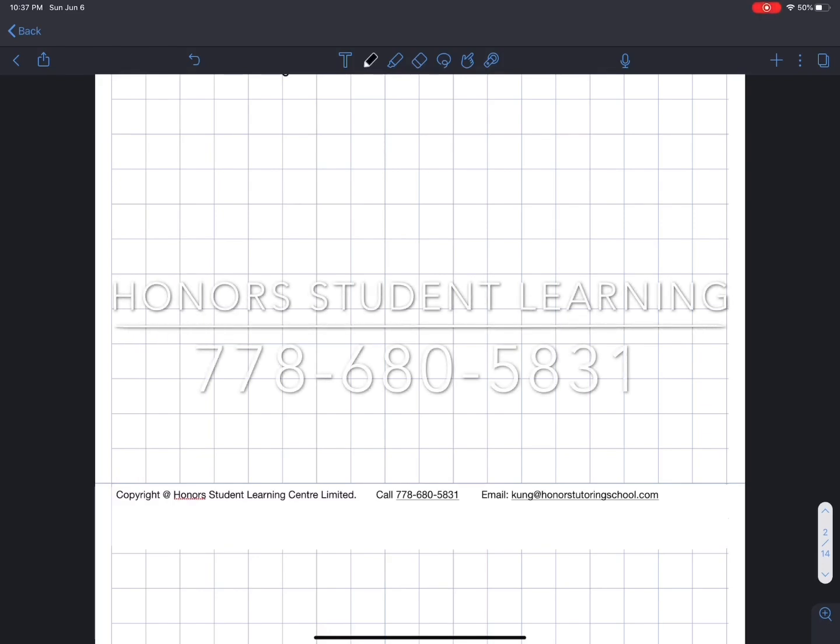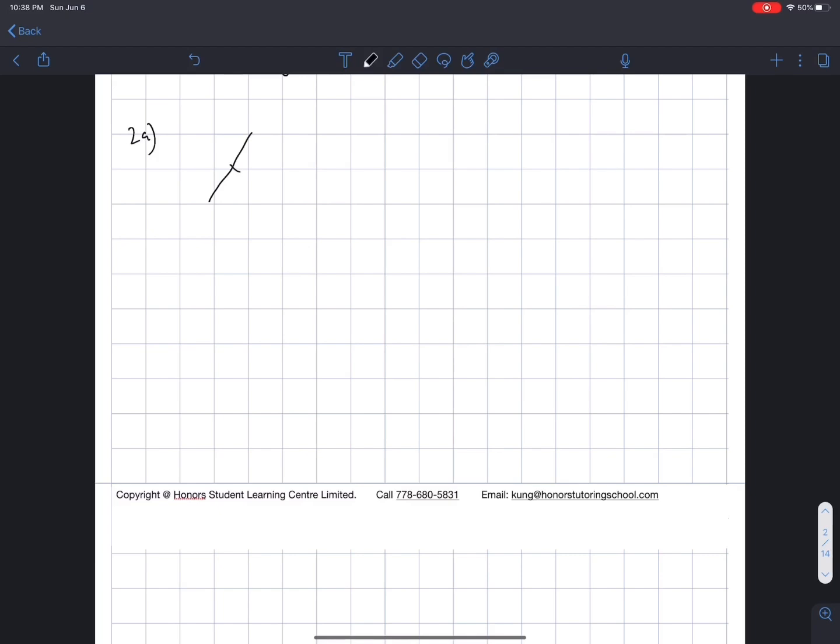Okay, question 2a. So we still have an equilateral triangle. So all the side lengths are supposed to be exactly the same. Now, this time we are looking at rotational symmetry. So we really just try to rotate this shape at its center.